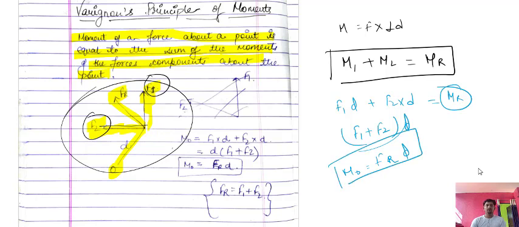So the moment of a force about a point is equal to the sum of the moments of the force's components about the point. If we are talking about this point, F1 and F2 are the components of Fr, where Fr is the resultant force. So the summation of the moments of the component forces will be equal to the moment of the resultant force. That is known as Varignon's principle of moments.